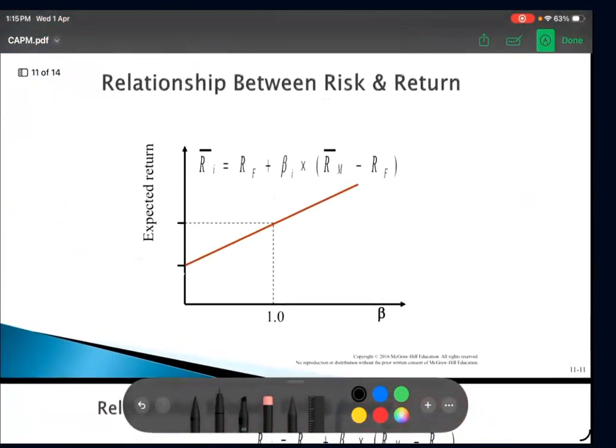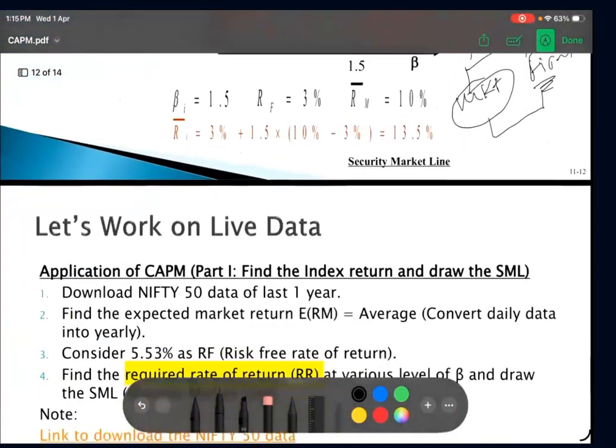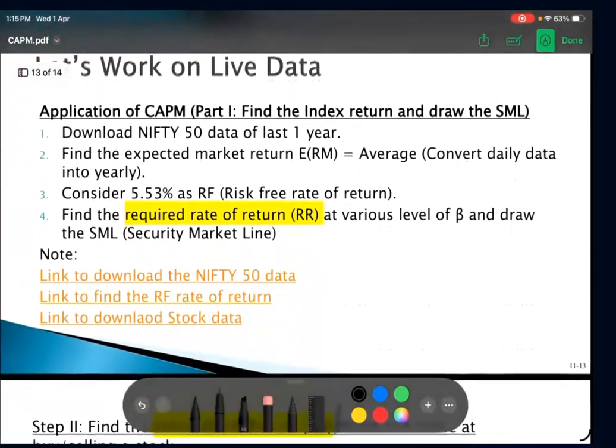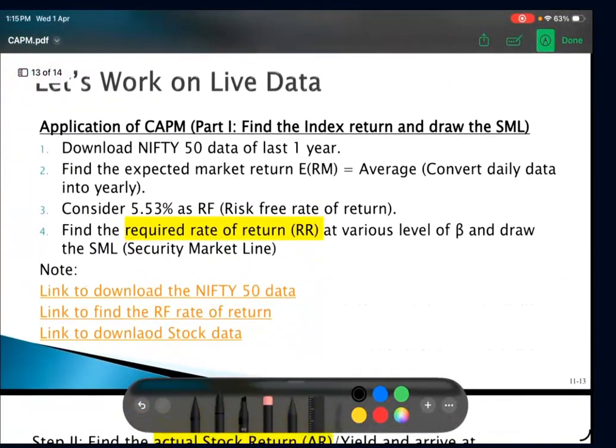Okay, and then of course we already saw how to calculate expected return. The expected return is nothing but RF plus beta into (RM minus RF). Okay, all right, so in the next video let's work on the slide, and then we'll try to work on the live data.